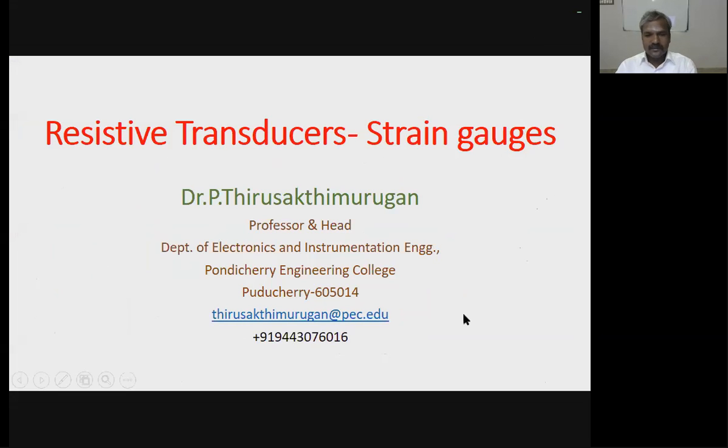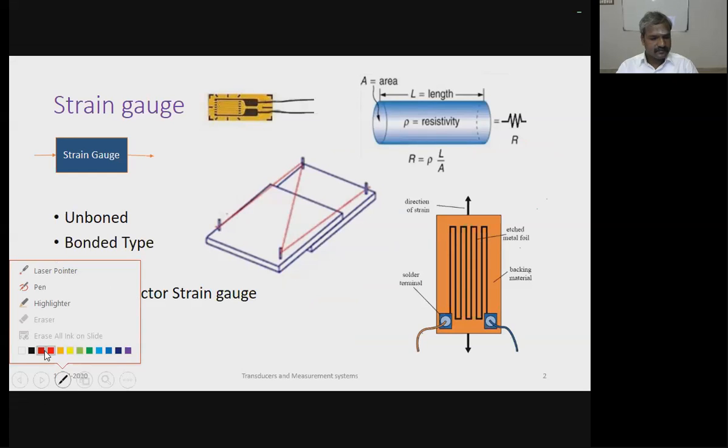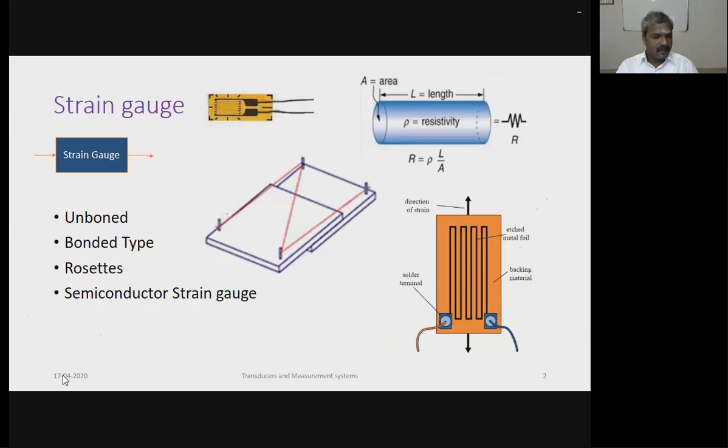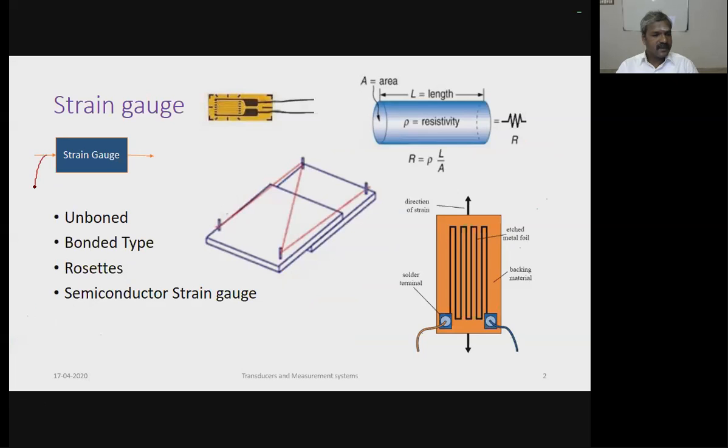So good morning to all. Today our discussion is on resistive transducers, mainly strain gauges. The input to the strain gauge is derivatives of force. What are the derivatives of force? Stress, strain, pressure, and torque. These are all derivatives of force. For all of them, force is the basic parameter.